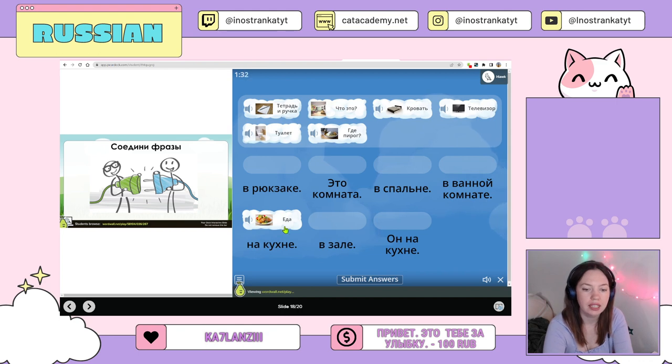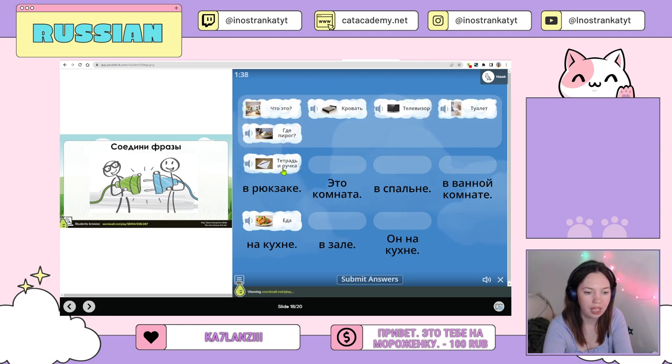Okay, let's try the next one. Тетрадь и ручка. A notebook and a pen. Тетрадь и ручка в рюкзаке. So far, that makes sense. I don't think I want to move it around, so we'll see.